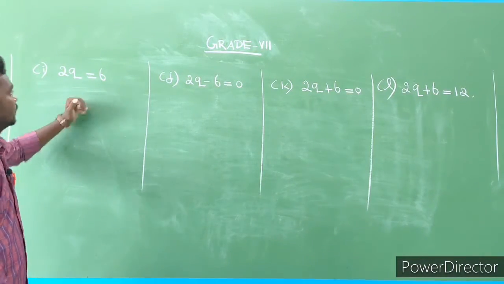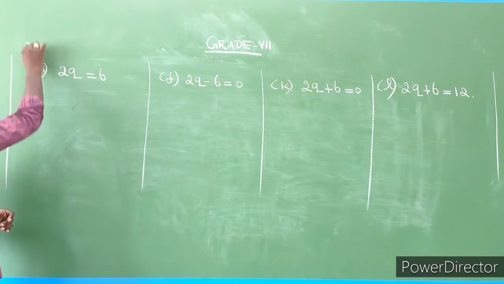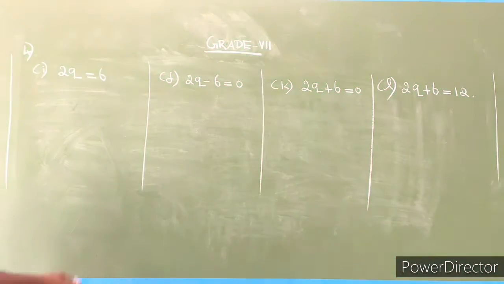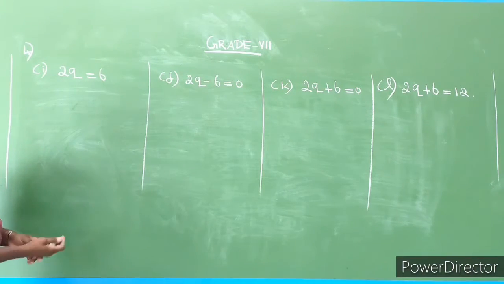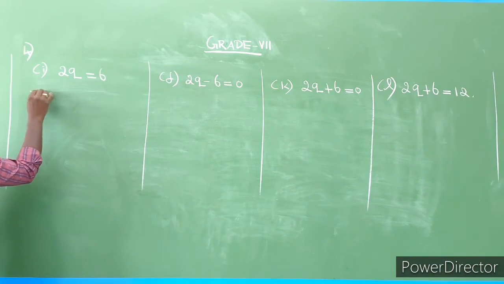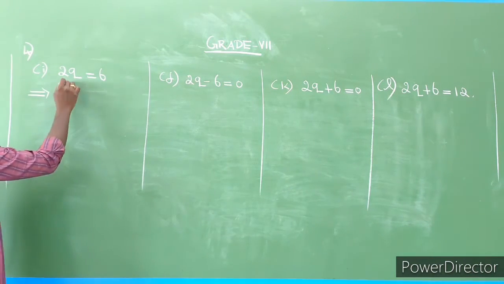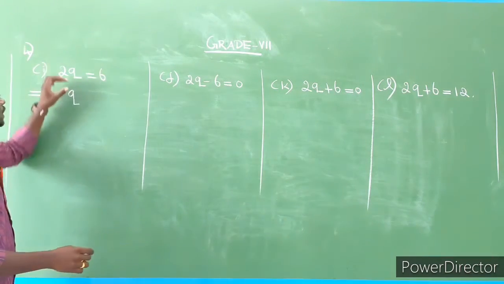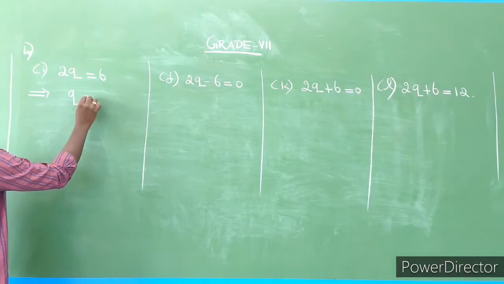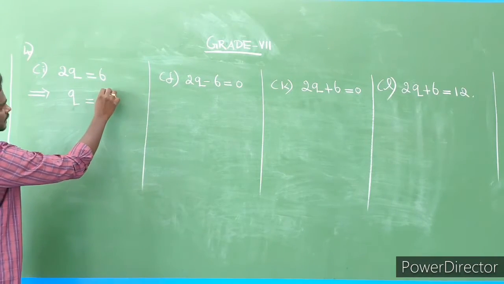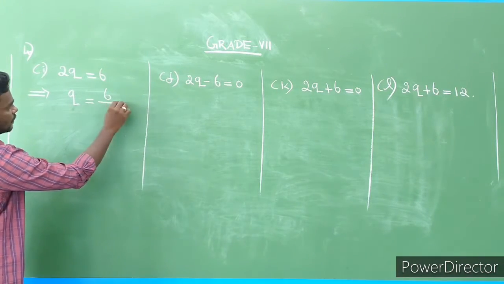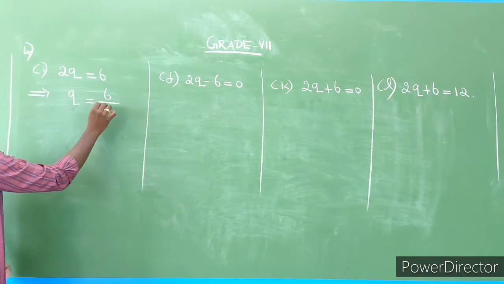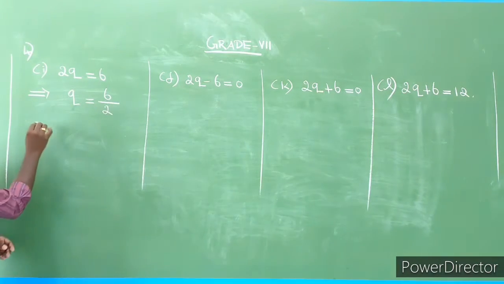Next, our I question in our fourth pattern. What is our I question? 2q is equal to 6 is given. How to solve this? Implies that 2q is equal to 6 means we keep the value q on the left side, which is equal to, what is the value of the right side? The right side value is 6 divided by 2, because this 2 is multiplication on the left side, so it is transposing to division on the right side.